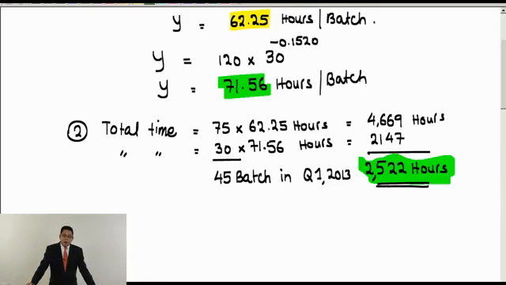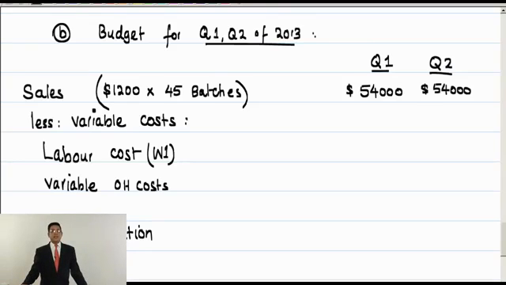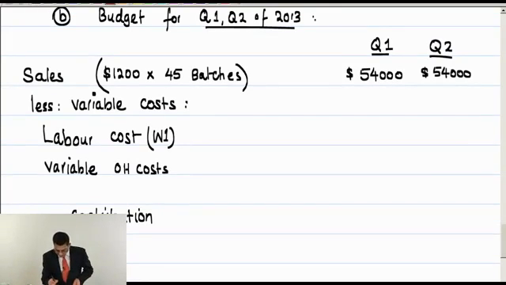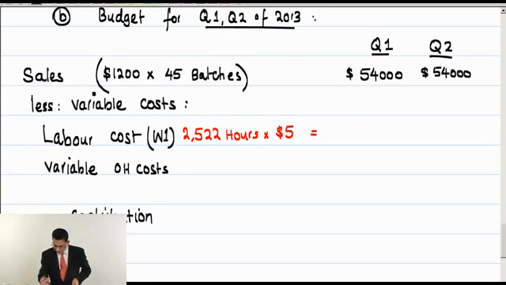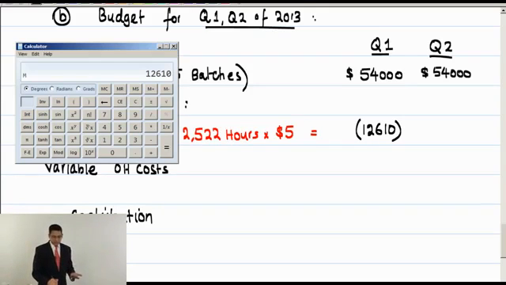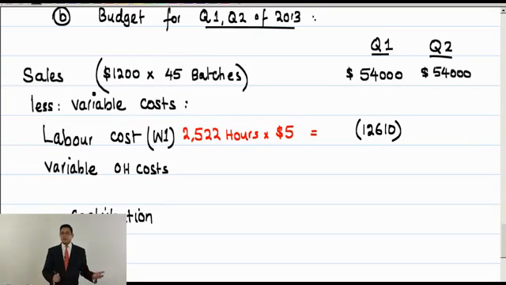So in quarter number 1, 45 batches will be produced, which will take approximately 2,522 hours. And that can help us to develop the budgeted labor cost of quarter number 1, which is going to be 2,522 hours times $5, and that comes to, remember, labor rate was $5 per hour, so 12,610, within the brackets, because we will take it away from revenue.